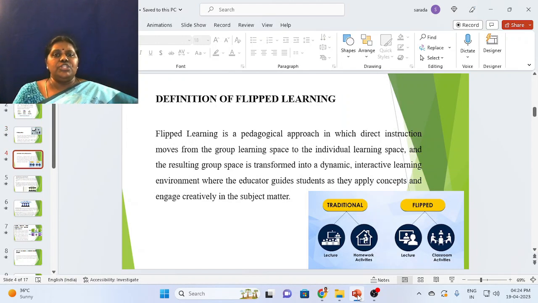Let us see about the definition of the term flipped learning. Flipped learning is a pedagogical approach in which direct instruction moves from the group learning space to the individual learning space, and the resulting group space is transformed into a dynamic, interactive learning environment where the educators guide students as they apply concepts and engage creatively in the subject matter.